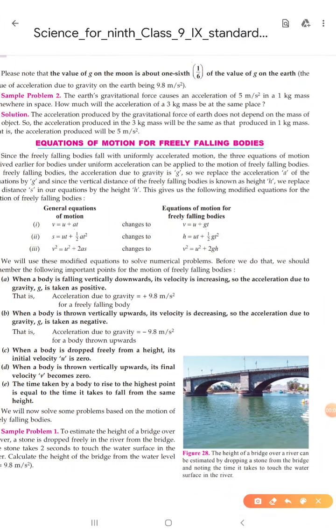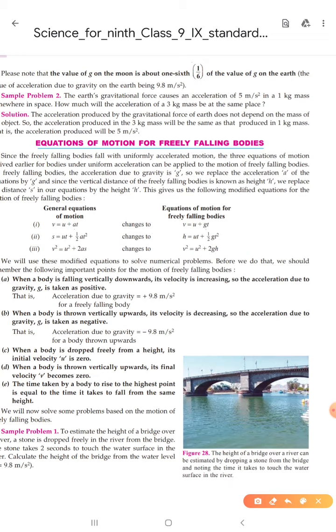Welcome learners. We have discussed equations of motion for freely falling bodies in our previous video. Today we will solve numericals related to these equations.